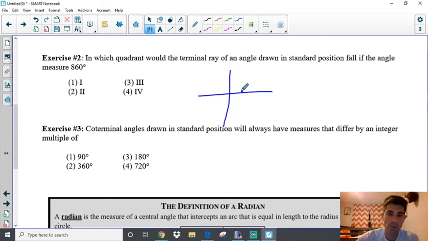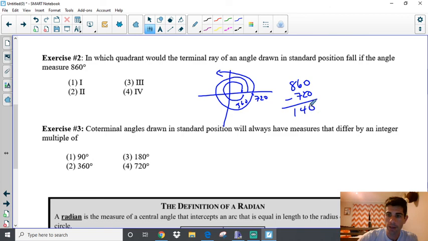So you're going to start, you're moving in the positive direction. Well, I just went 360. If I keep going, I just went 360 more. That was 720. And then you're going to keep going. How many more degrees do you have to go? Well, if I did 860 minus, I already did 720, that's going to give me 140 degrees more. There I am, quadrant 2. All right.